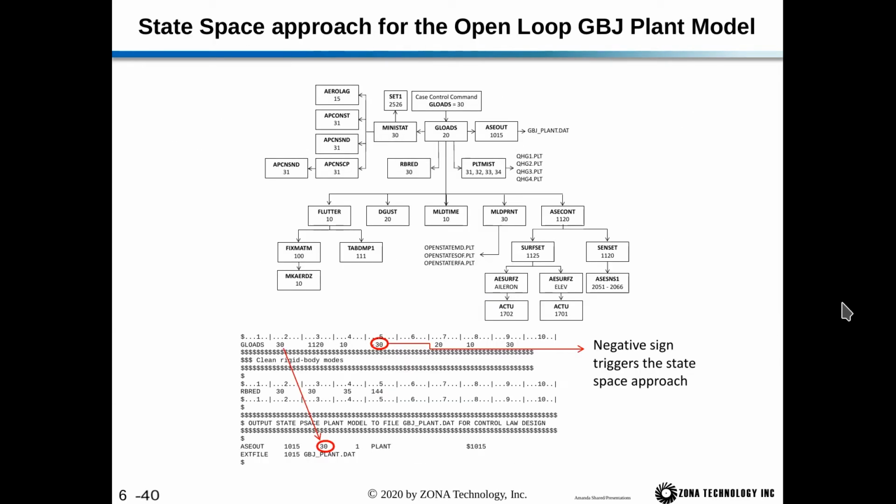And then lastly, we'll use the state space approach for the open loop GBJ plant model. So now we use a negative sign to refer to the MNStack card. This triggers the state space approach for the Gust. And then also we're going to output the state space plant model to file gbj plant.dat for control law design.